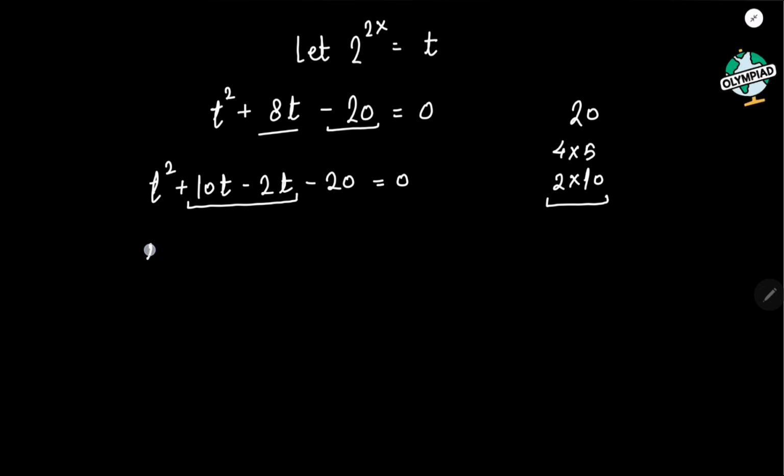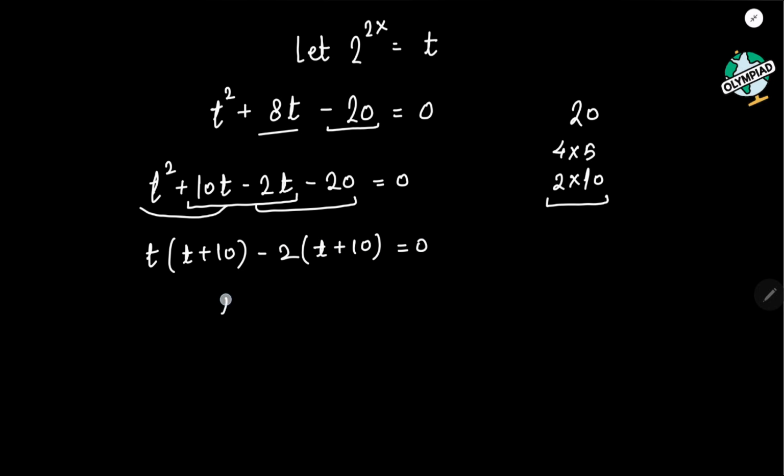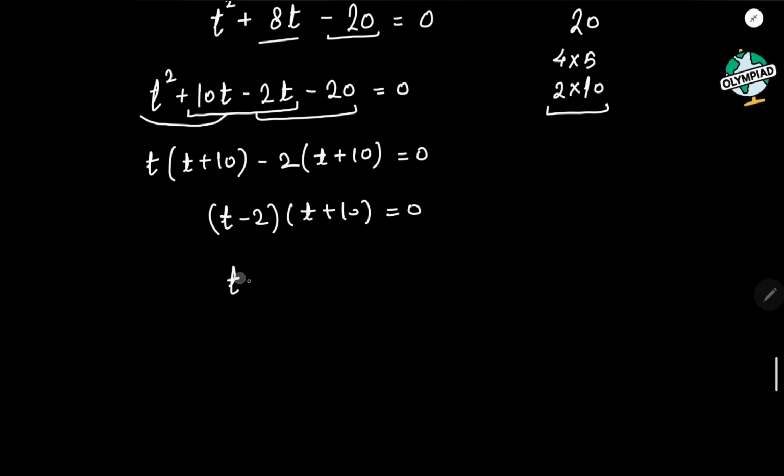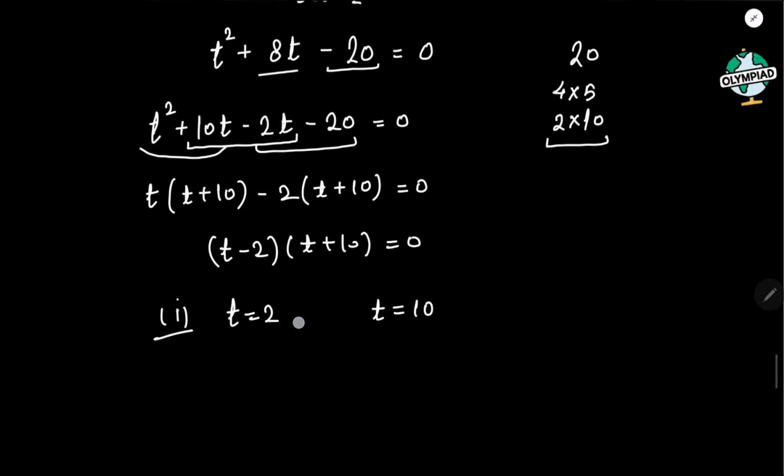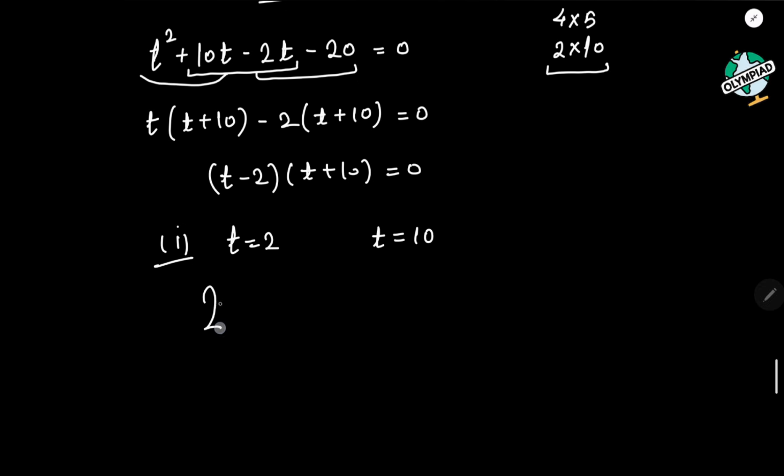Okay, so here I will take t common from the first two. I will get t plus 10, and from the other two I will take minus 2 common. I am left with t plus 10, right? So (t minus 2)(t plus 10) is equal to 0. So either t is equal to 2 or t is equal to minus 10. Okay. So when t is equal to 2, this is case 1. When t is equal to 2, what is t? t is 2 raised to power 2x, right, is equal to 2.